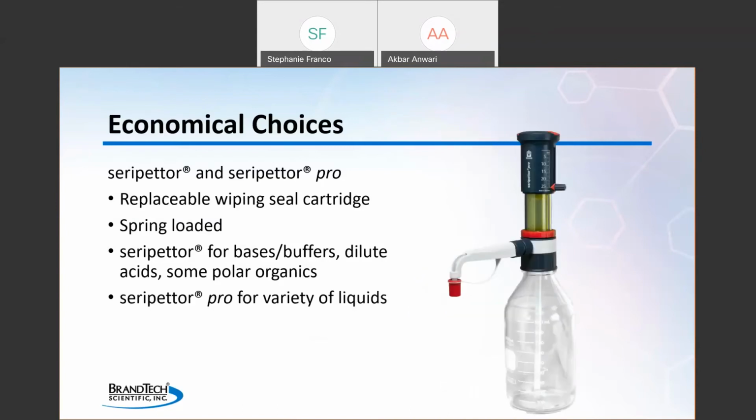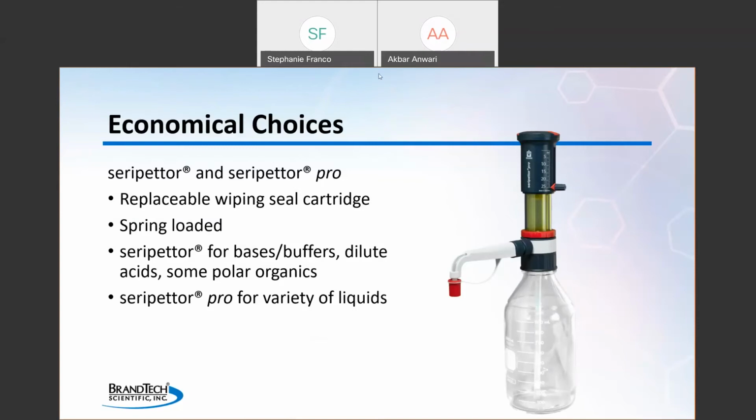The Cerepetter Pro replaces the valves and other components from the regular Cerepetter with more highly resistant materials, allowing a broader range of organics and acids than the basic model. It also has an amber cylinder sleeve to help protect light-sensitive reagents.